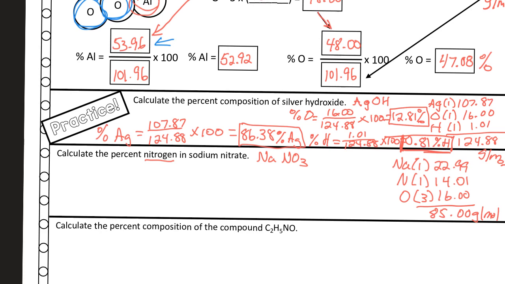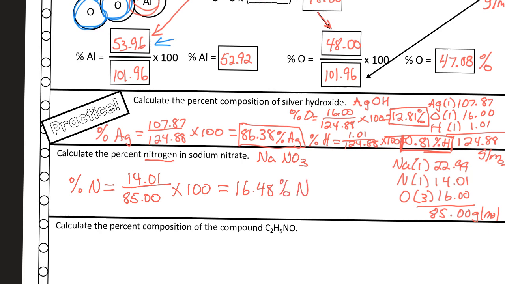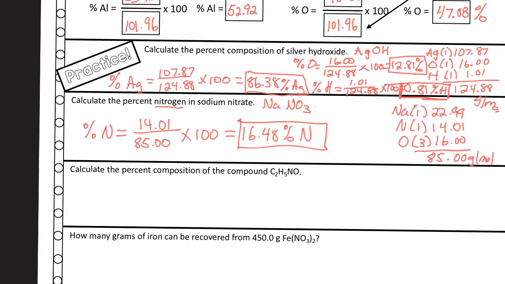Now the only one I need to calculate is the nitrogen. So the percent of nitrogen is going to be equal to the total amount of nitrogen, which was 14.01, divided by the whole, the molar mass, 85.00 times 100. Put that in the calculator, and what do you get? You get 16.48% nitrogen. Put a box around it. There we go. Let's try another one.